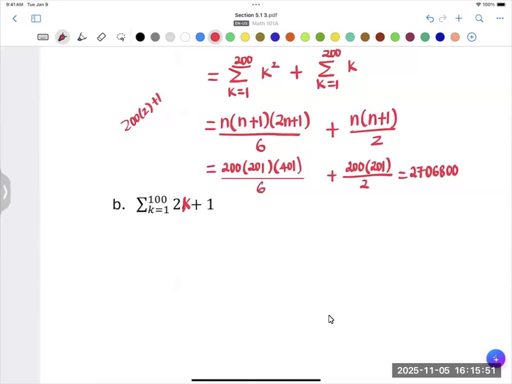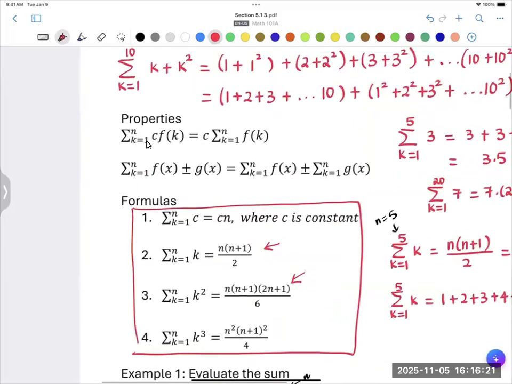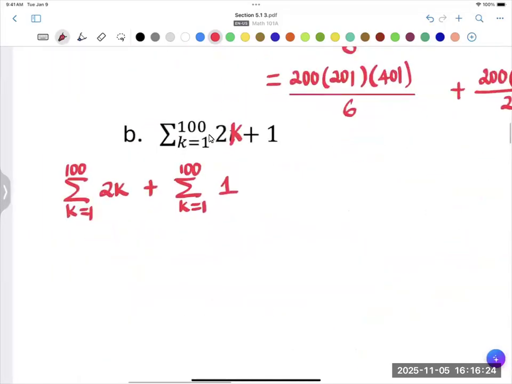For B, we want to find the summation from k equals 1 to 100 of 2k plus 1. Similarly, I'm going to break it into two different summations: the summation of 2k plus the summation of 1. From the first one, I have the summation of the coefficient 2 times k. But remember, for the summation with a coefficient, we can bring the coefficient to the front of the summation. So instead of writing 2k, we're going to write 2 times the summation of k.